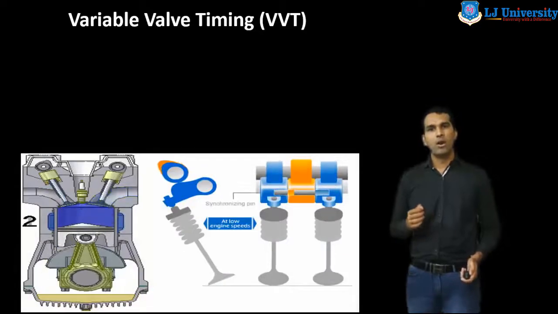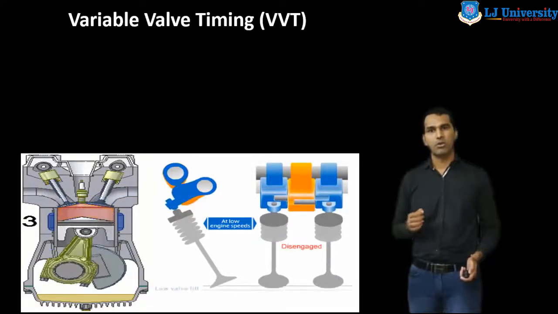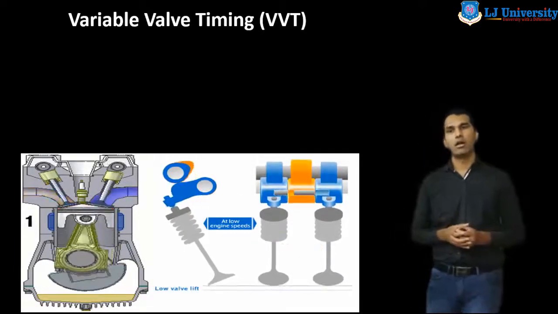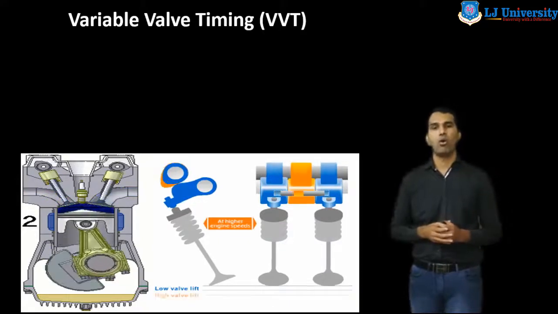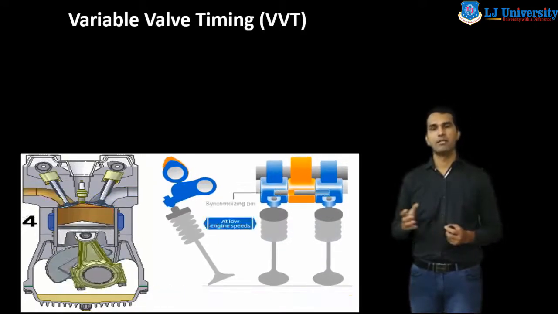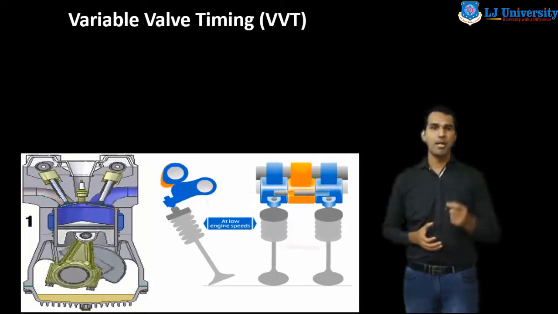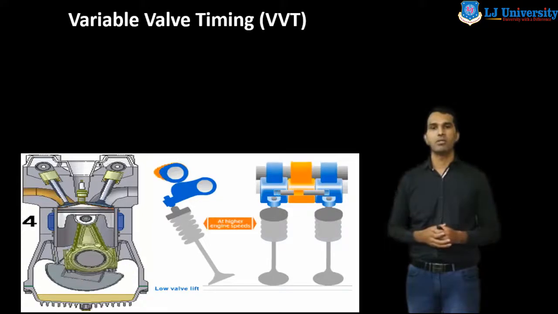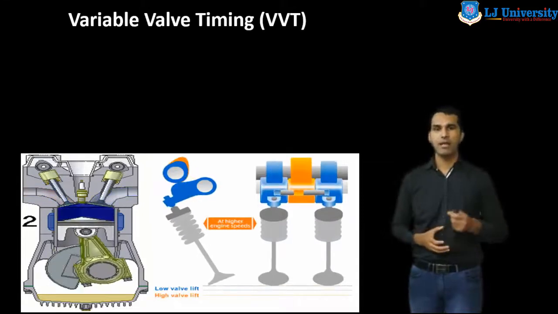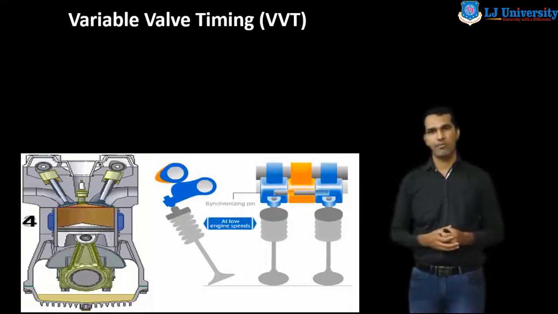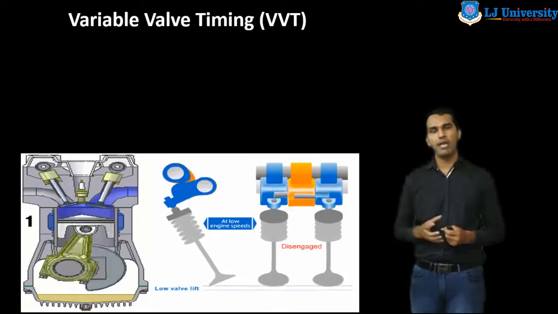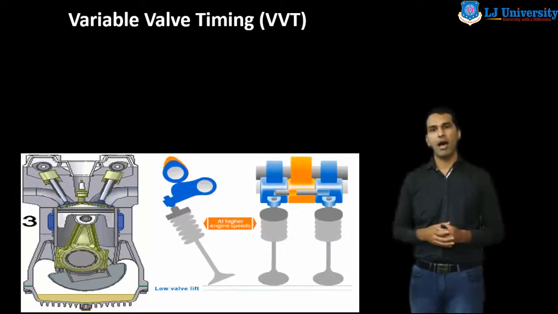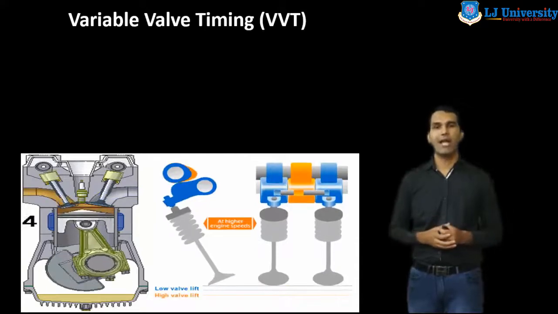This is the variable valve timing. So what is variable valve timing? Here we discuss the timing of the valve opening and closing inside the engine. Mainly we know that there are two types of valves in the engine. The first one is the inlet valve and the second one is the exhaust valve. The opening and closing operation of these valves is very important.